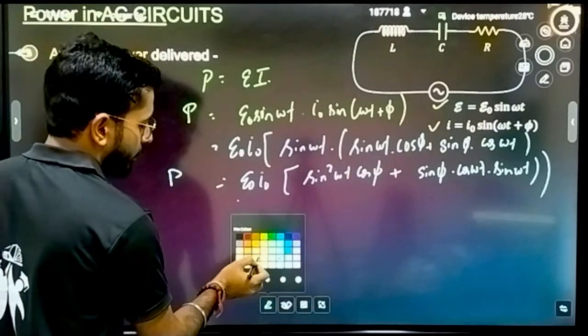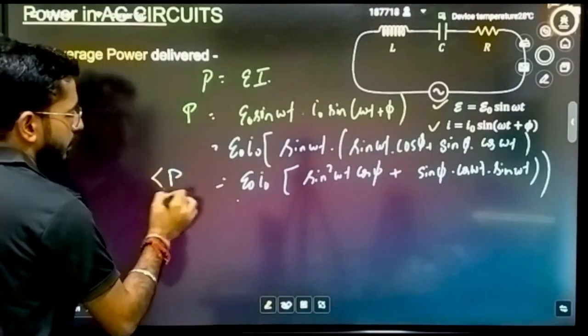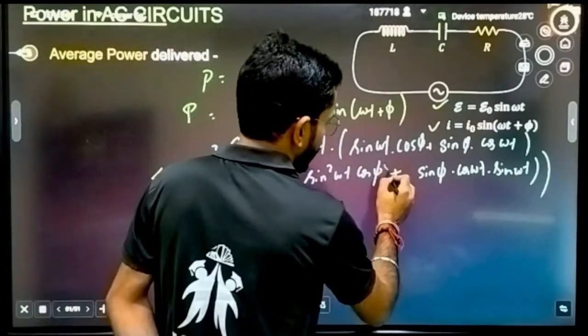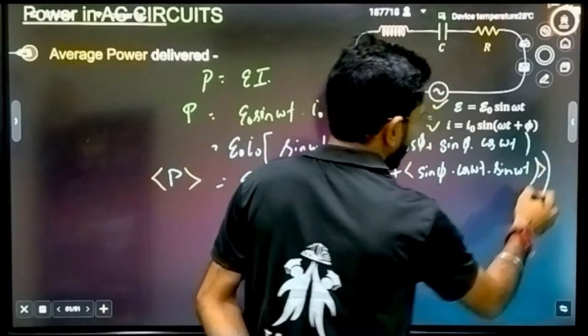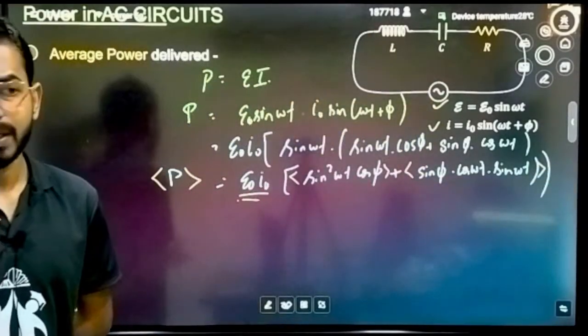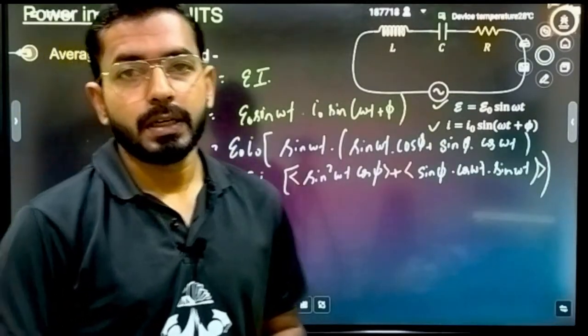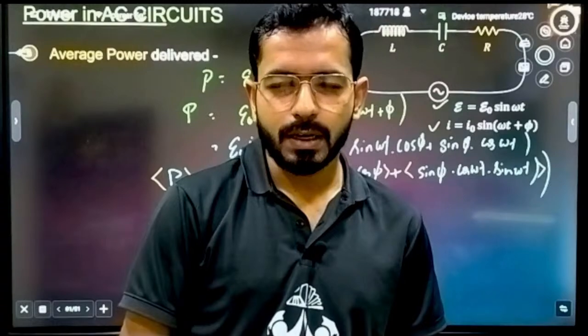And now what you actually have to calculate? You actually have to calculate the average power. So take average everywhere. It will give you the same average. Here also average of this complete term. Here also average for the complete term. And average you will be taking for the complete time period, that means for omega t. Now remember, what is the average value of sine omega t in a complete cycle?